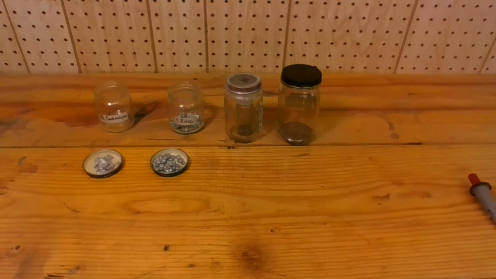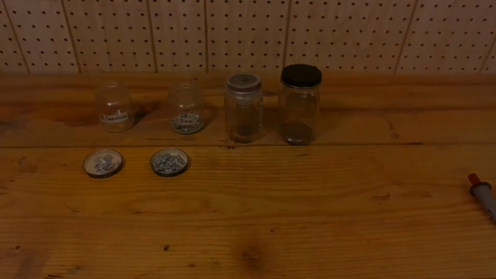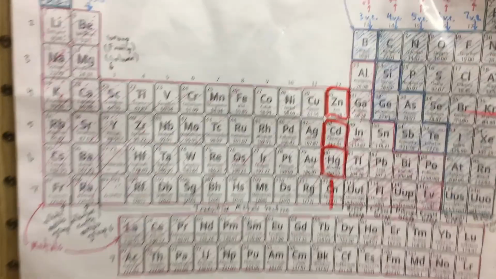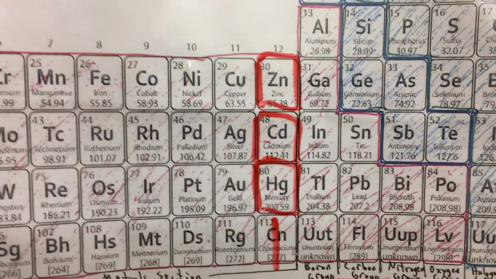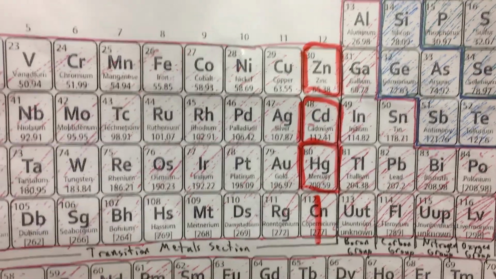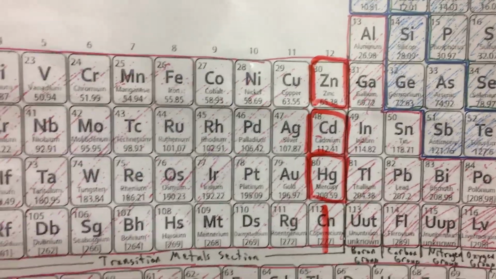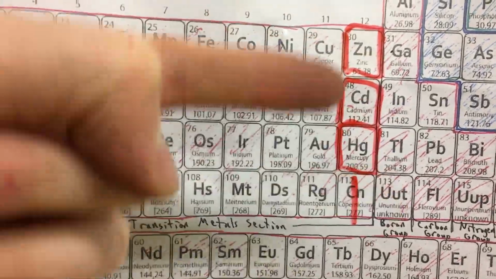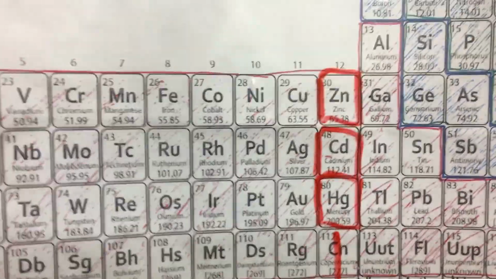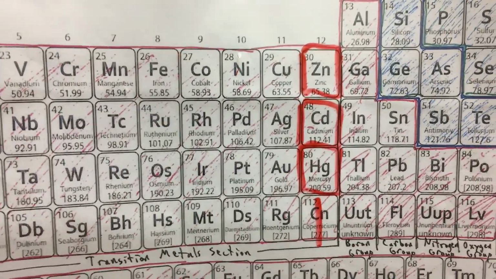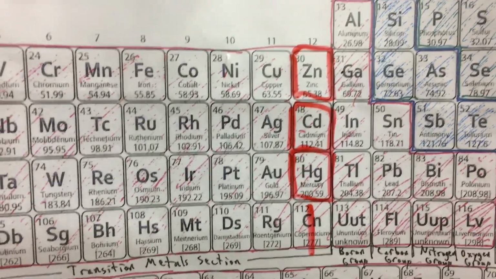And we can check them out on the periodic table. Zinc, cadmium, and mercury are all in the same group, the same column, the same family going up and down on the periodic table. They're all part of the transition metal section. They don't have a specific name for this column, for column 12, but we can just call it group 12. They're all members of group 12, and they likely have many similar properties as a result of that.